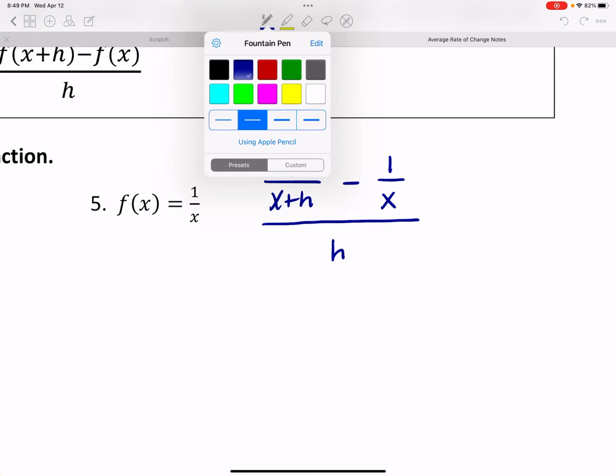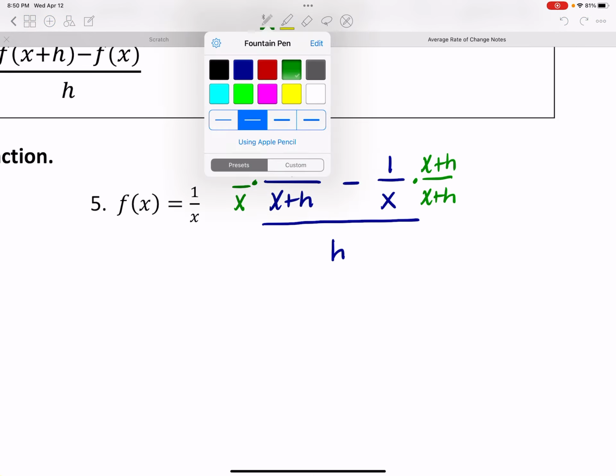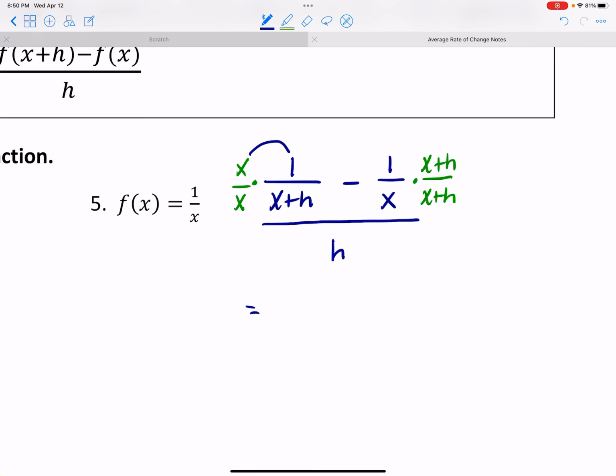In essence, I'm going to have to multiply this fraction by x over x. Remember, multiplying by 1 so as not to change the value of the fraction. And I'm going to multiply this fraction by x plus h over x plus h, so that now both of my denominators are the same. They both have a factor of x, and they both have a factor of x plus h. So now we've got a common denominator, right? So in the numerator of this complex fraction, I'm going to have an x plus h as my common denominator.